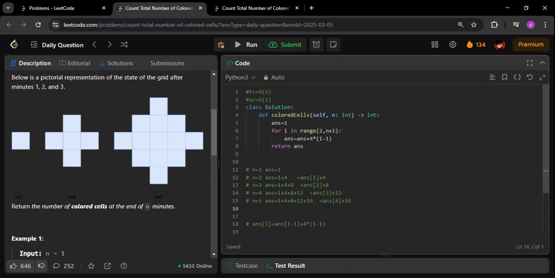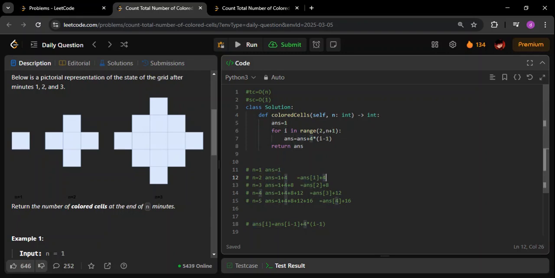Instead of looking at it like this, we'll try to correlate every answer with the previous answer. In this case, we are talking about the answer for 2. We are getting the answer of 1 plus 4. This is the answer of 1, and in that we are adding 4, so it can be written as answer of 1 plus 4.